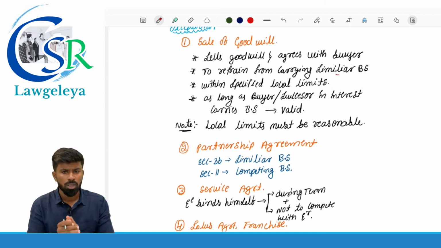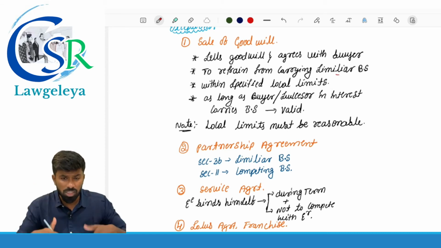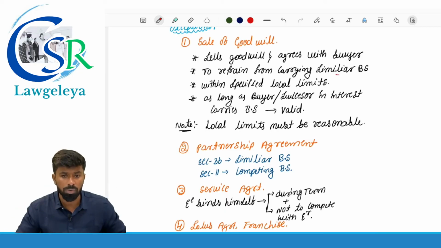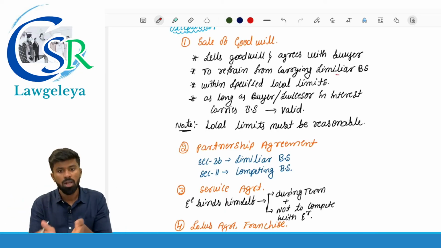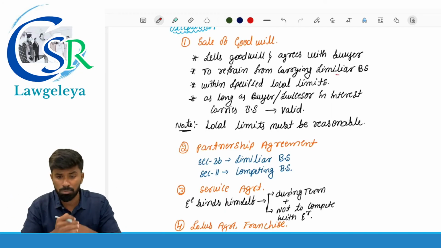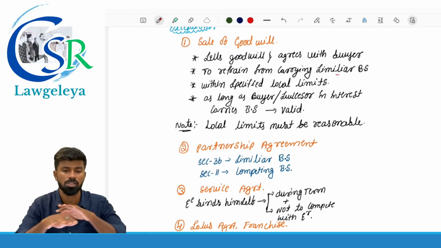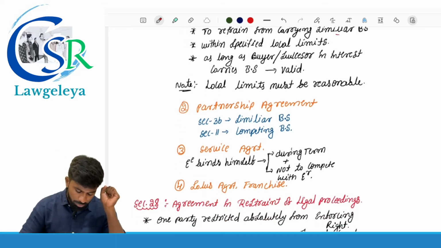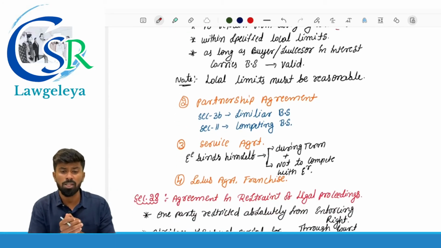Yes, it is valid. Where the seller is restricting himself from carrying on a similar business within specified local limits, unless the buyer or his successor in interest is carrying on the business, such restriction is valid. First exception, sale of goodwill. But this local limit must be what? Reasonable. Second one, partnership agreement, section number 36.